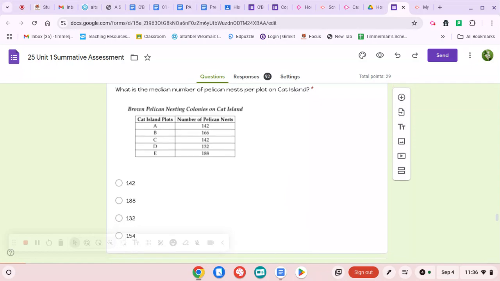What is the median number of pelican nests per plot on Cat Island? 142, 188, 132, 154.